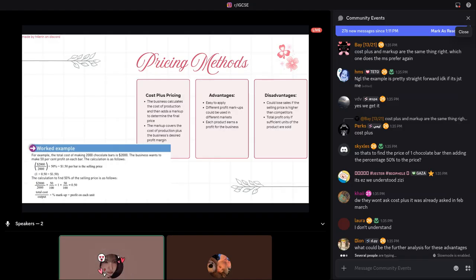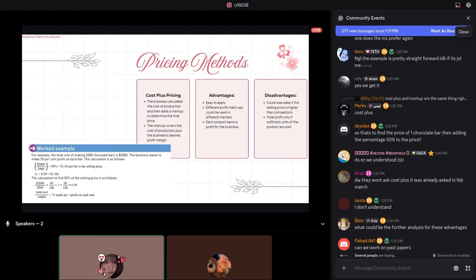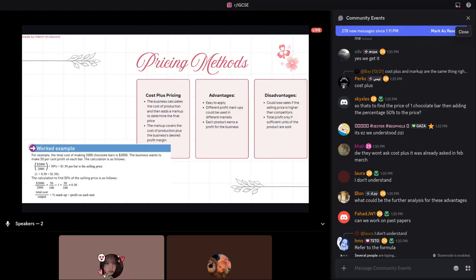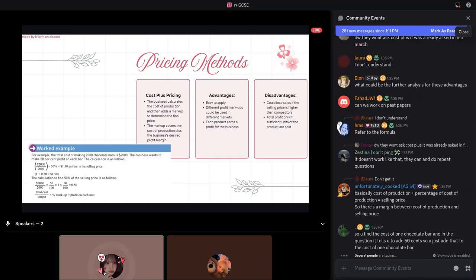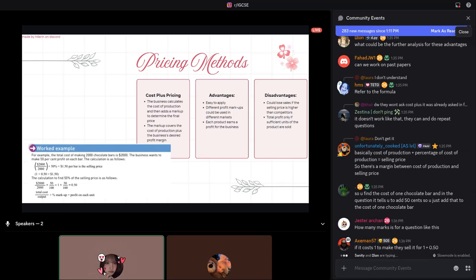So here they're basically calculating the average cost, and then they have a 50% profit on each bar. So 50% is the markup. The cost of production is the $2,000 over 2,000, so that's $1 already. So 50% of the total production cost is 0.5 or 50 cents. So the selling price will be $1.50.